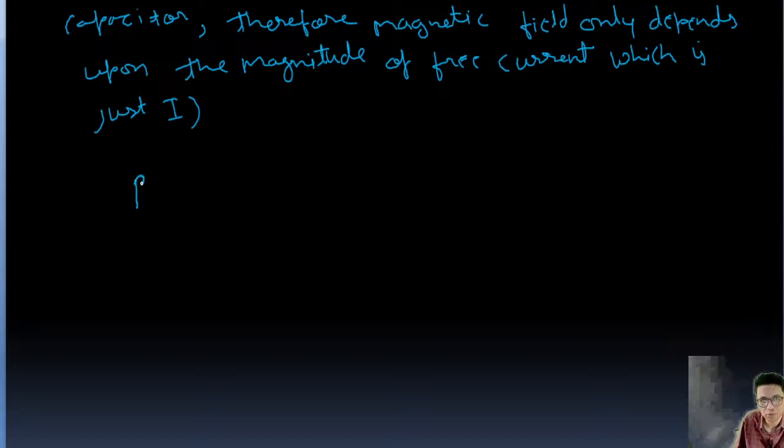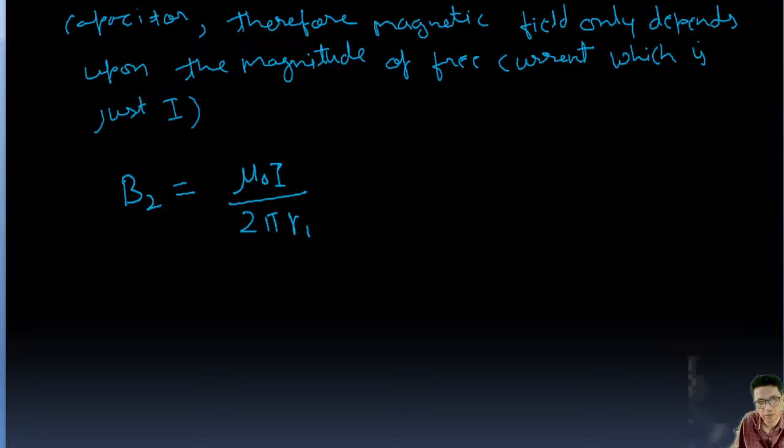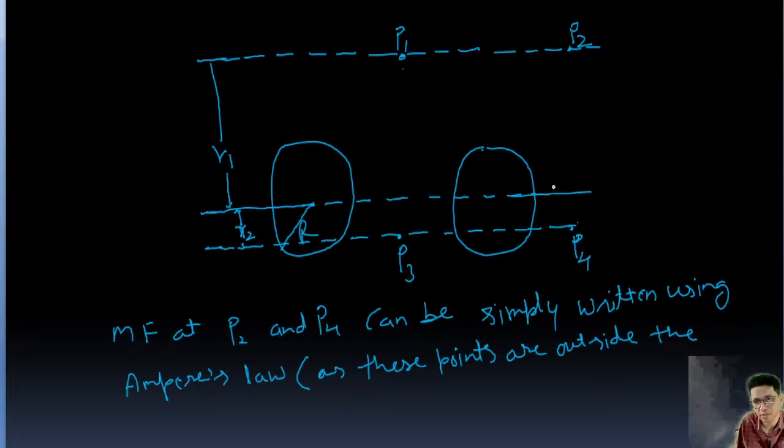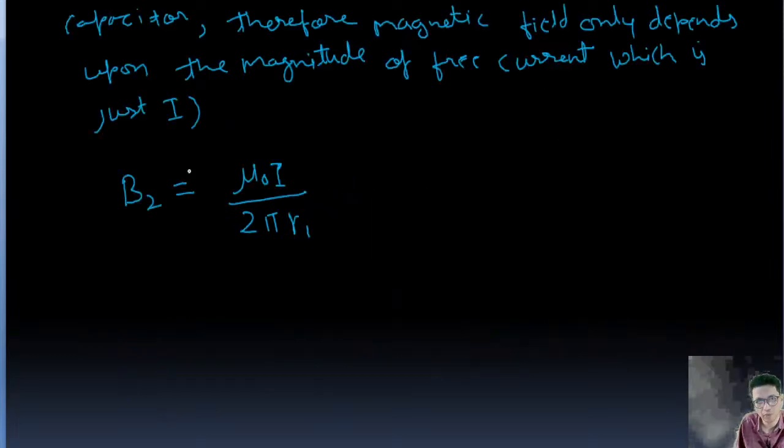So at P2, the magnetic field I'm writing as B2, which is a function of R. B2 is going to be mu 0 I upon 2 pi R1, because I is the free current and R1 is the transverse distance from the line joining the centers of the capacitor. So this distance is R1.